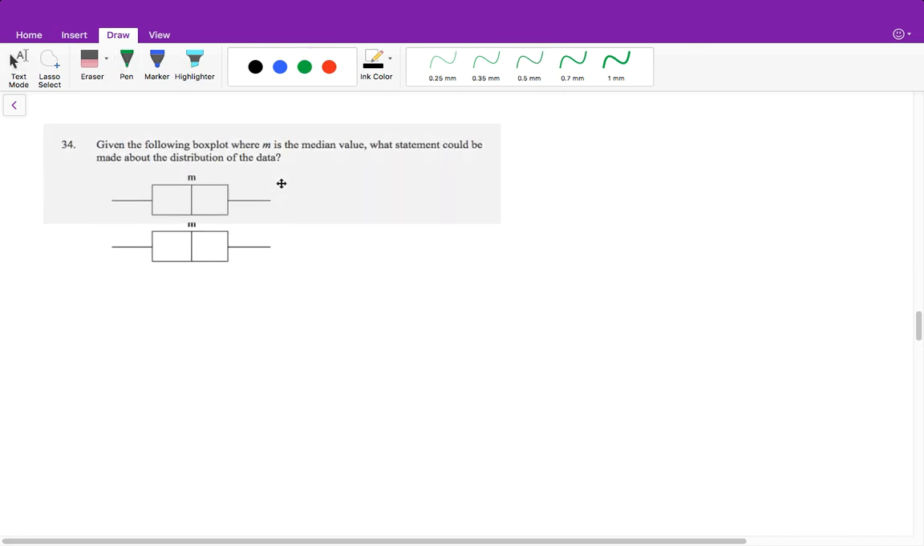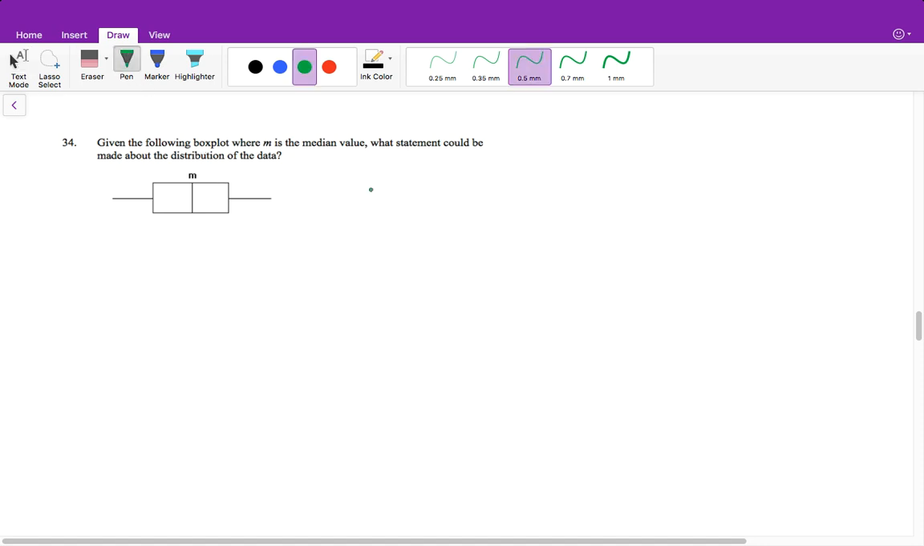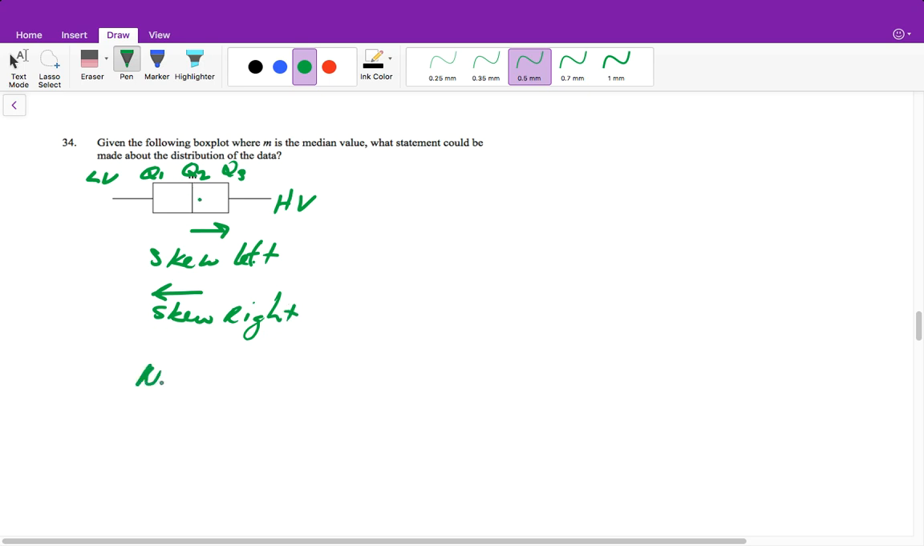All right, this one I just want to go through again, something we talked about earlier in the year. So this will be our lowest value. This will be our Q1, our Q2, which is also our median, our Q3, and our highest value. So if our Q2 is closer to the right, that means that we are skewed left. If it is closer to the left, that means it is skewed right. If it's right in the middle, which is what it is now, then that means it is approximately a normal distribution. Or you can say it is symmetric.